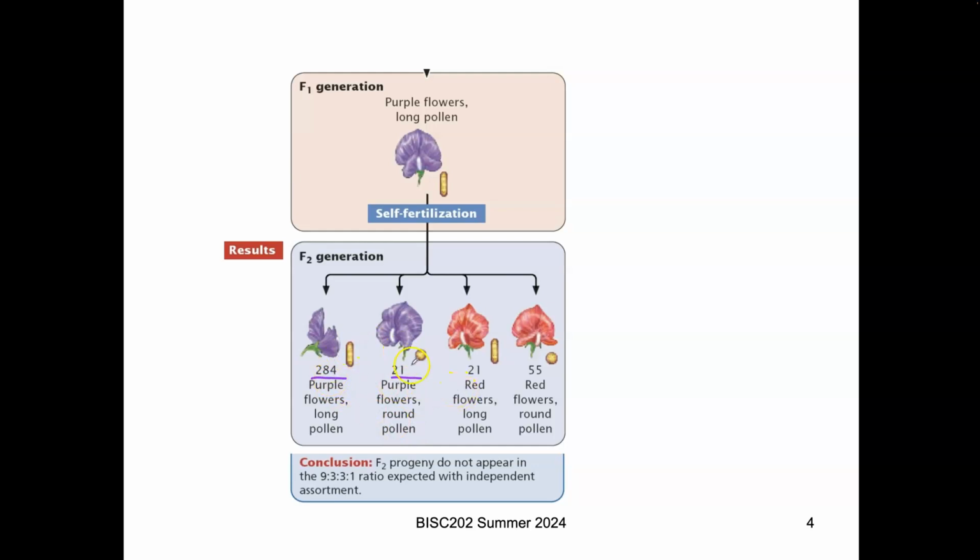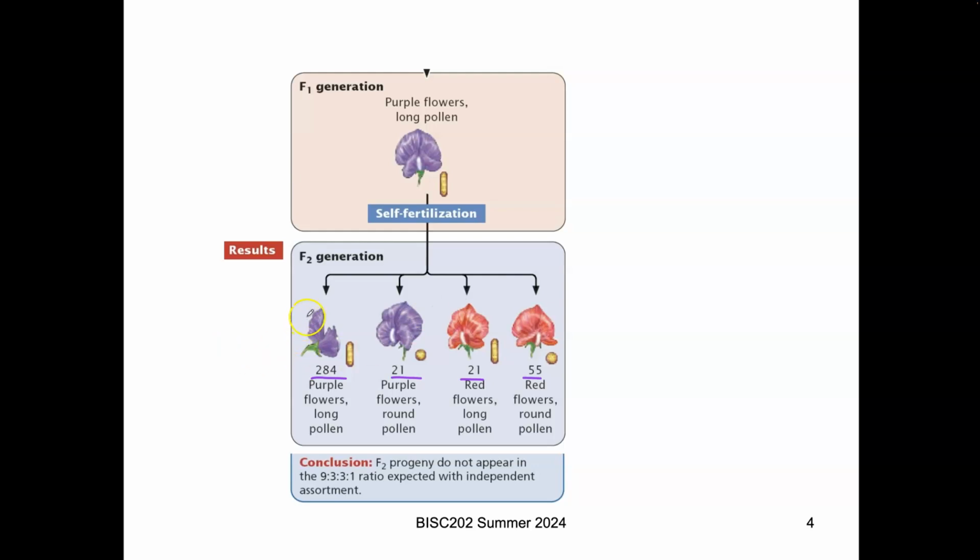And that doesn't look like a 3. We would expect long to round to be a 3 to 1 ratio. So even just looking at these two, you go, oh, this isn't quite right. This is like more than 10 times as much as this. And then 55 red flowers and 21 that have long pollen, and 55 that have round pollen. So by no means is this actually the 9 to 3 to 3 to 1 ratio that you would have expected.